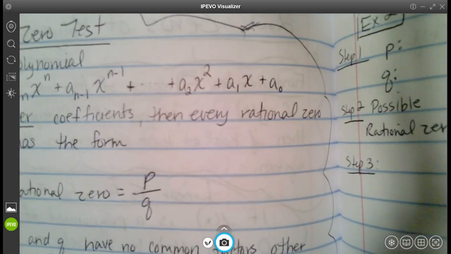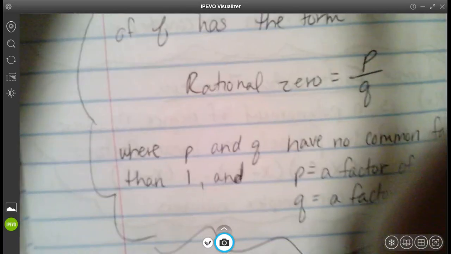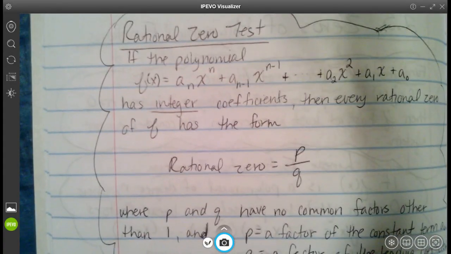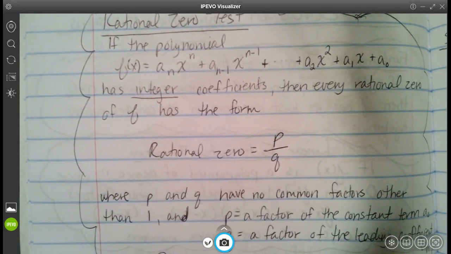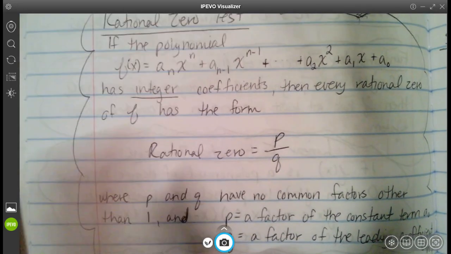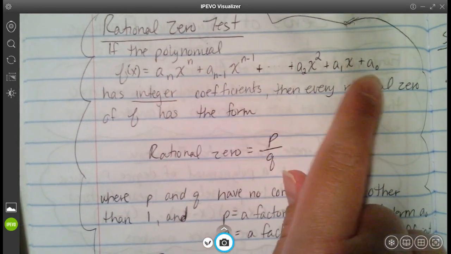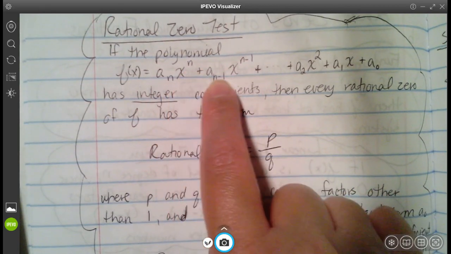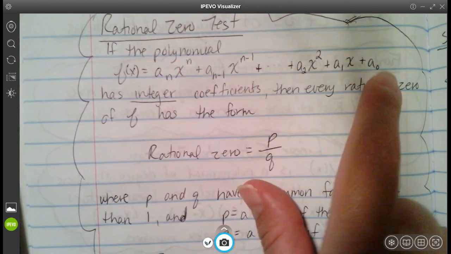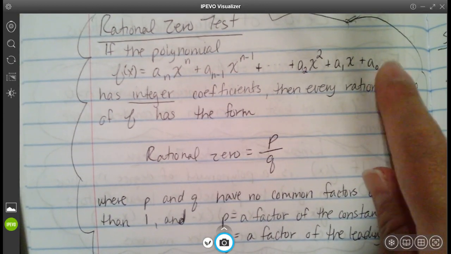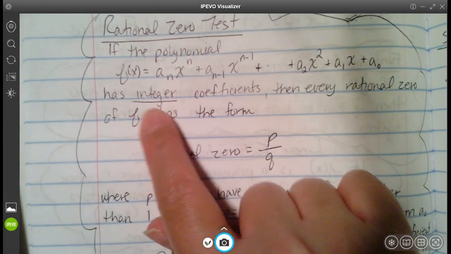This next page has a bunch of definitions. So we have our first one here at the top called the rational zero test. The rational zero test says that if the polynomial f of x looks like this, where you have the degrees going down in descending order, so a sub n, x to the n, and it just goes down from there, all the way to a sub 0, which has no x, because the x that would be here would be x to the 0 power, has integer coefficients.